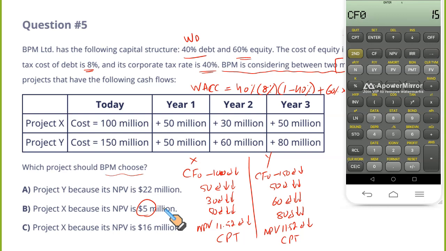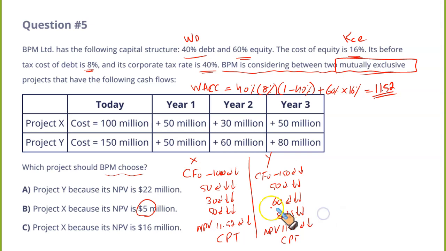Let us calculate for Project Y as well. Project Y, 150 is your initial investment. 50, enter, down arrow key twice. 60, enter, down arrow key twice. 80, enter, down arrow key twice. Then you need to press NPV, enter the rate 11.52, enter, down arrow key and CPT. This is 0.76. So NPV for the second project is very less. For this project, it was 5 million compared to this project's NPV of 0.76 million.